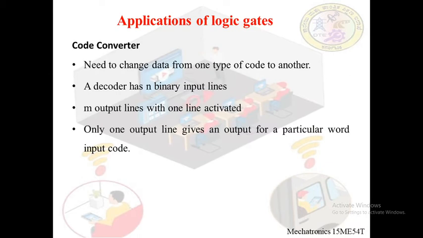And next we have the code converter. Many a time there is a need to change data from one type to the other, because the microprocessor system most probably gives output in the form of binary coded decimal, which needs to be transformed into a suitable code. For example, if we have to drive a display, this binary coded decimal has to be transformed into suitable code in order to drive a 7-segment display.